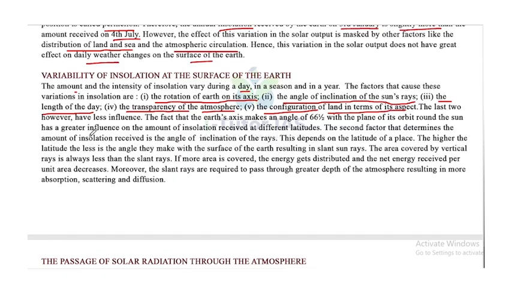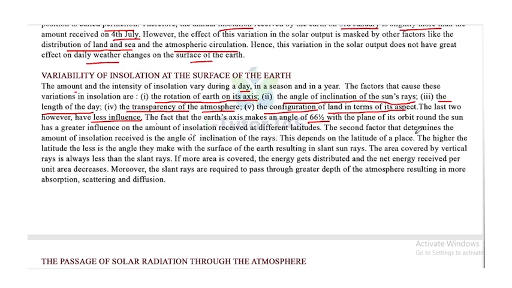The last two, however, have less influence, that is the transparency of the atmosphere and the configuration of land in terms of its aspect. The fact that the Earth's axis makes an angle of 66.5 degrees with the plane of its orbit around the Sun has a greater influence on the amount of insolation received at different latitudes.